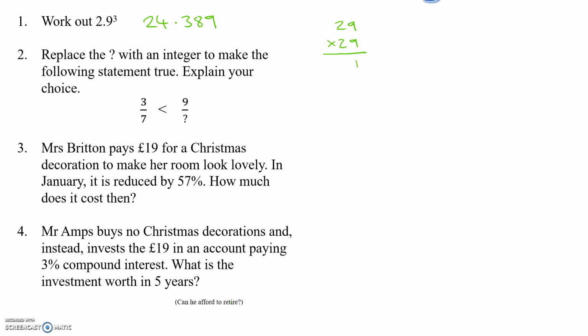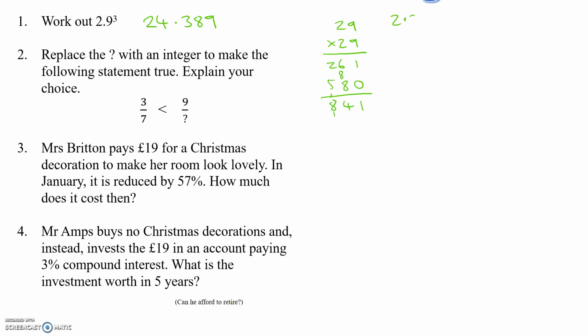9 nines are 81, 2 nines are 18, 18 plus that carried 8 gives me 26. Put down my 0, 2 nines are 18, 2 twos are 4, plus the 1 gives me 5. So we get a 1, we get a 14, and we get an 8. Okay, so 29 times 29 is 841.